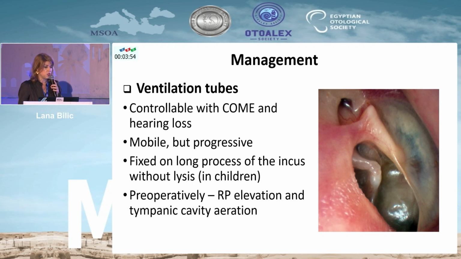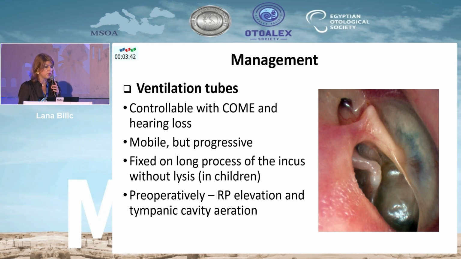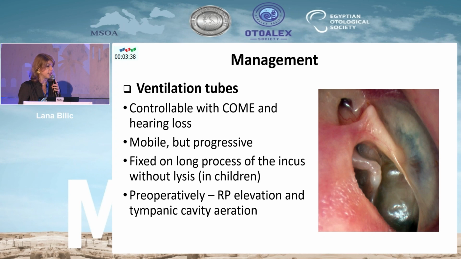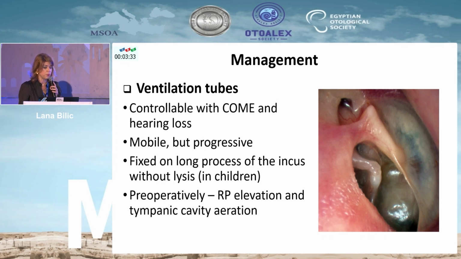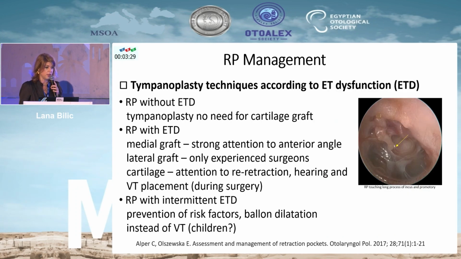What about ventilation tubes? We will always put ventilation tubes if we have controllable retraction with chronic otitis media with effusion and hearing loss, if we have mobile but progressive retraction in children, and, which is very important in children, if the retraction is fixed on the long process of the incus without lysis. Some authors do preoperative retraction pocket elevation and tympanic cavity aeration. We do not do it each time.